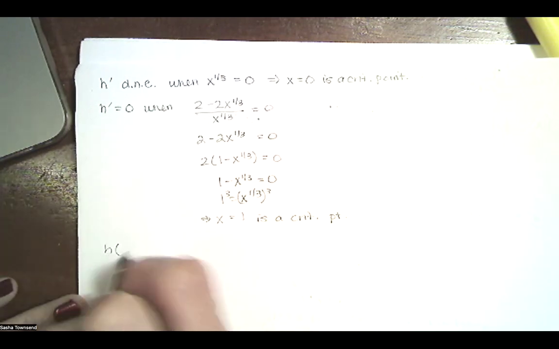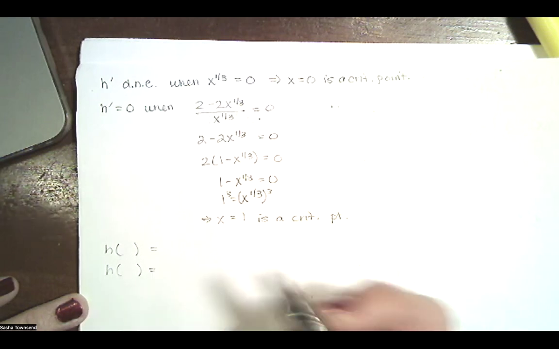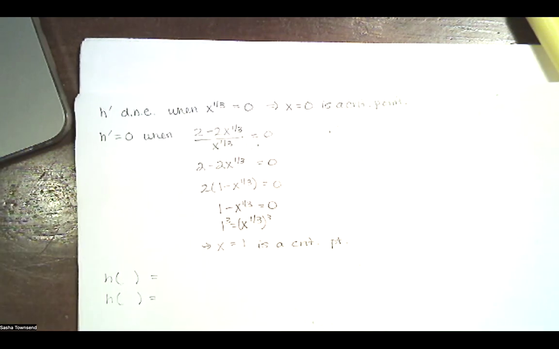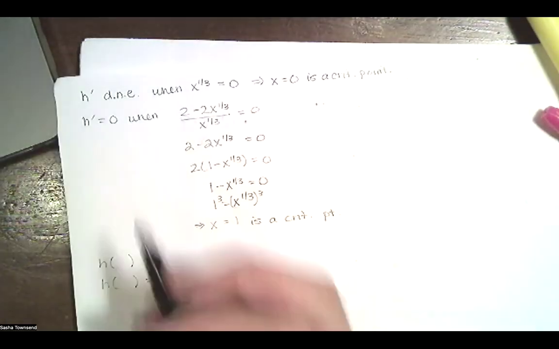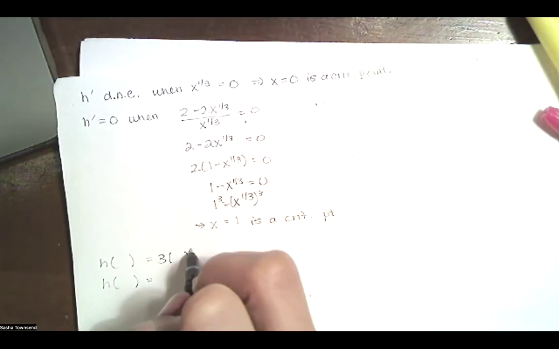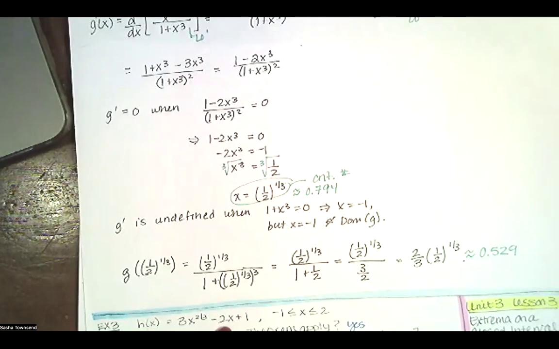We have h of 0, and we want to compute h of 1 as well. And I don't remember what the function is. It was 3 times x to the 2/3. So it's 3 times my input to the 2/3 minus 2 times my input plus 1.